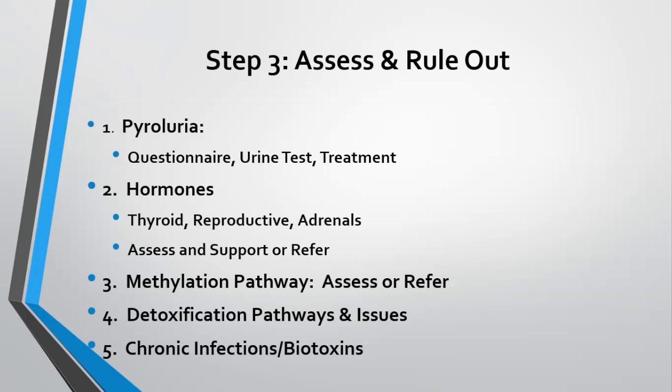And to know what questions to ask from the get-go to help you figure out which of these pathways you're going to go down, right? Because each of these is a pathway. Pyroluria is a pathway. Hormones are a multi-level pathway. Genes are pathways. Detoxification is a pathway. And so when you first look at a client, what do you need to know initially to determine which pathway you start with?